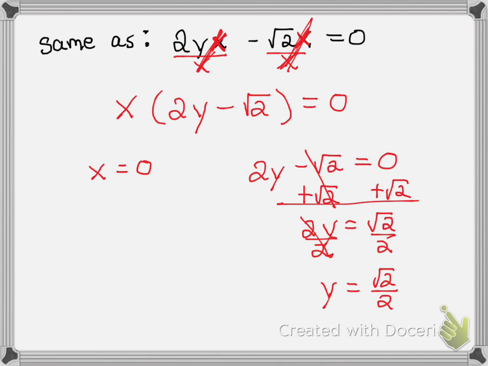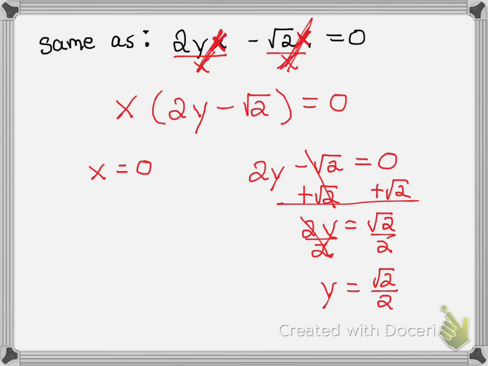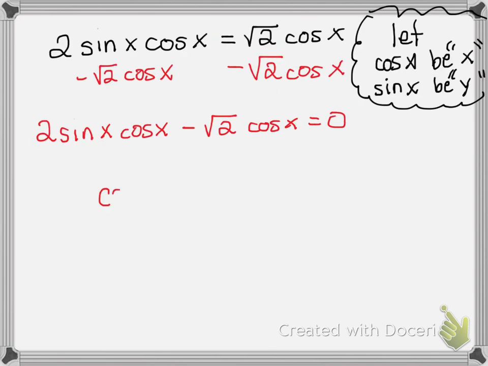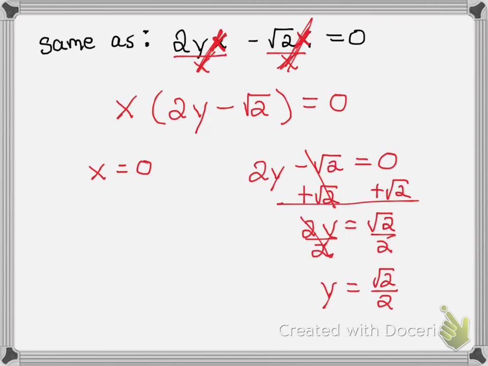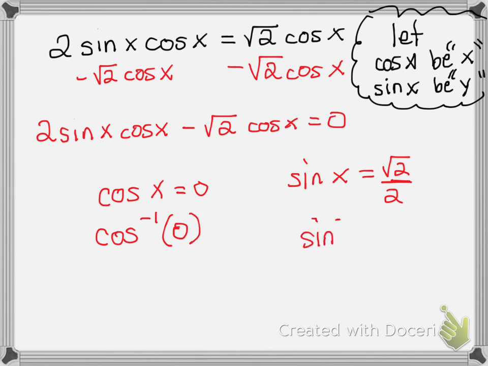So let's go back. Remember, we assigned x to be cosine x. So over here where it says x equals 0, I'll just change it back to cosine of x equals 0. And then over here where I have y equals square root of 2 over 2, I'll change it back to sine of x equals square root of 2 over 2. Now I can solve for the variable of x by finding the inverse. So I'll have cosine inverse of 0, and I'll have sine inverse of square root of 2 over 2.